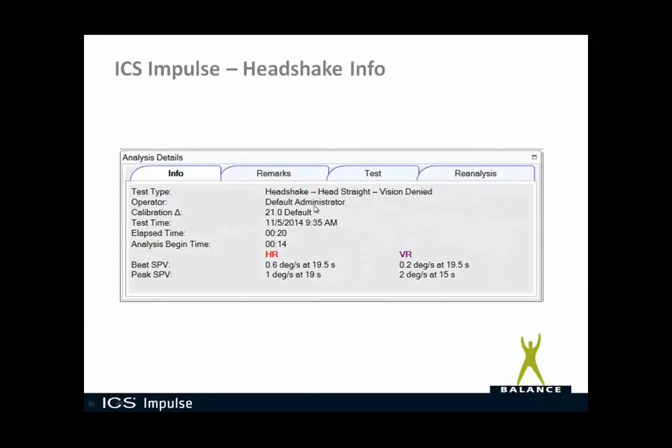So what do you see down in head shake info? You have the name of the test, so head shake, head straight, vision denied, the name of the operator, the calibration, the test date and time, how long the test took, where analysis begins. So since it says 14 seconds, that's because I did the analysis after the head stopped moving. Then the peak SPV down here, 1 degree in horizontal, 2 degrees in vertical, so that's nothing significant. And then the beat SPV, so if I chose a particular beat, what that would be.